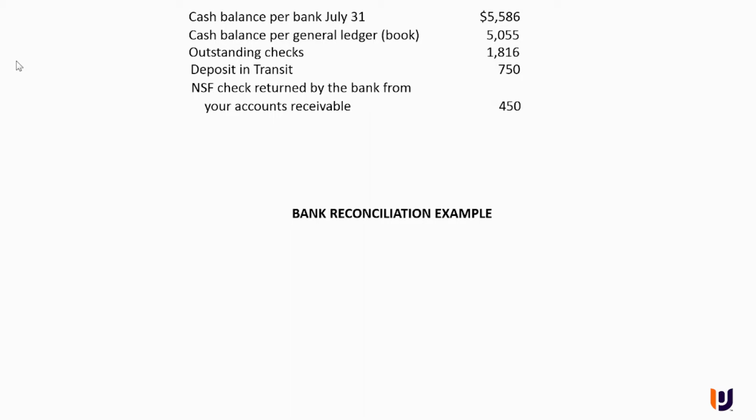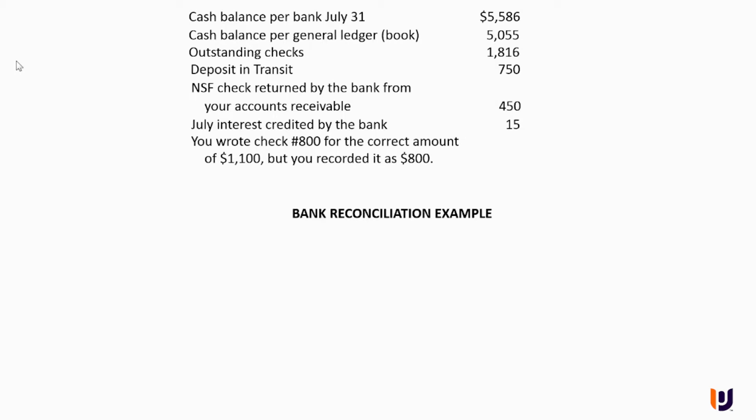You also have a non-sufficient fund check. This is a check that a customer gave you paying off their account, but when you took it to the bank, it bounced when it went to the customer's account. So the bank returned it to you. You also have $15 interest that the bank credited to your account.